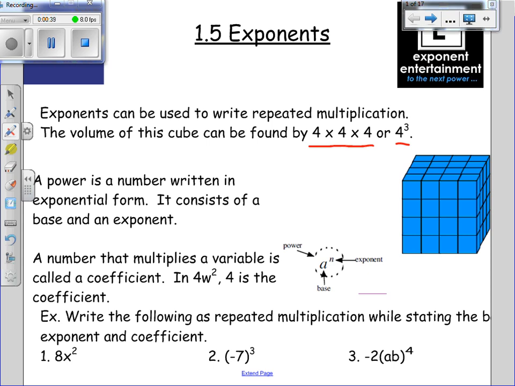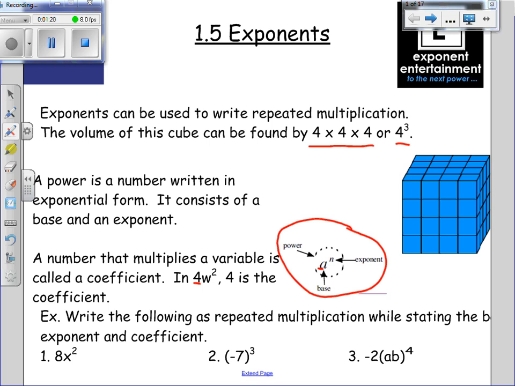A power is a number written in exponential form, like we have down here. We have things that we call them. So the number underneath is the base. That's whatever is going to have something to the power of it. That power is called the exponent. And then the entire thing is called a power. We also have coefficients, which we've talked about in our previous lessons. Those are numbers that are in front of something that would multiply by the power.